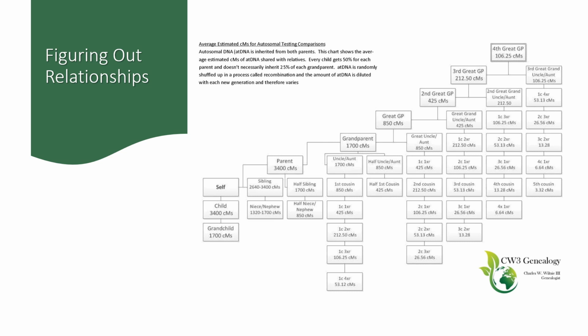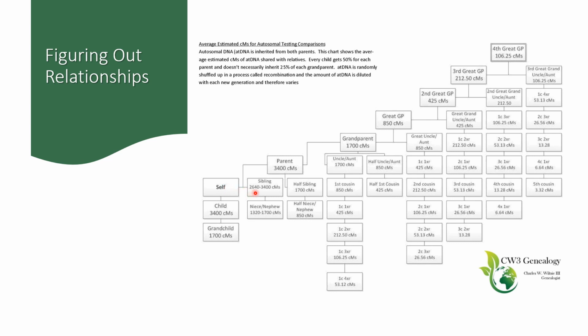Okay, so here's how we're going to try to figure out relationships. Again, you can download these forms from your computer and fill in the blanks yourself if you like. Again, we move up to self. And then let's say you have a child. The relationship between you and the child is going to be 3,400 centimorgans. But look at what happens here. When you go to your parent, you have 3,400 centimorgans in relation to your parent. Now keep in mind that these are not perfect. They may not be exactly the same.